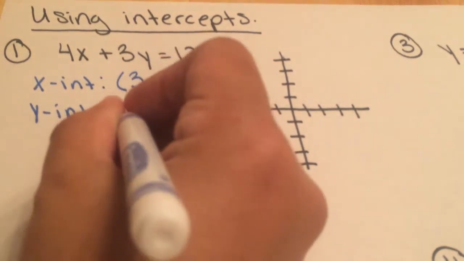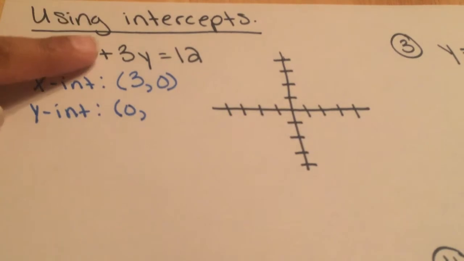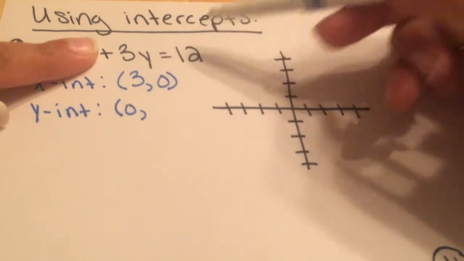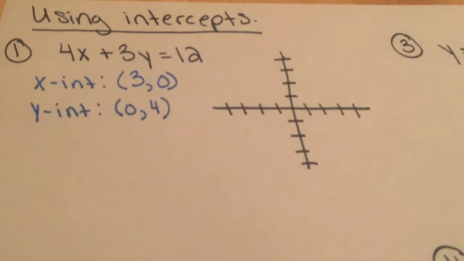For our y-intercept, we remember that's when our x is 0. So what I'm going to do is I'm going to go ahead and cover up my x term. And now we have 3 times what number equals 12? What number is that? 4. So now that I have that, those are the only 2 points we need.